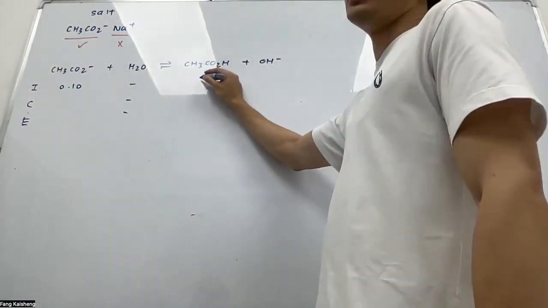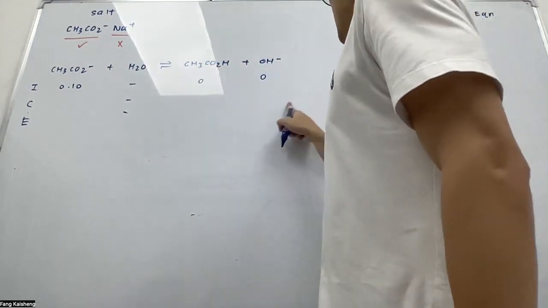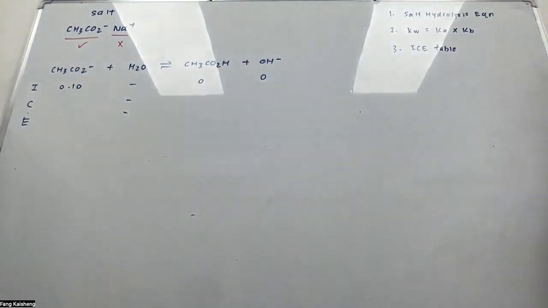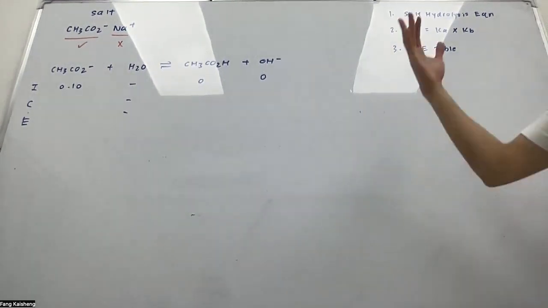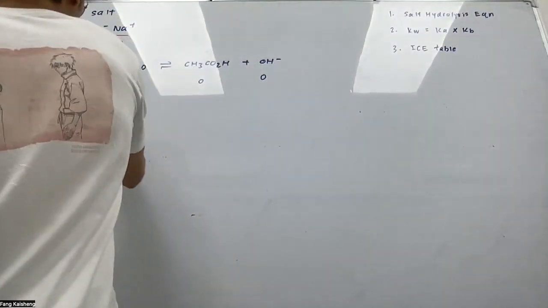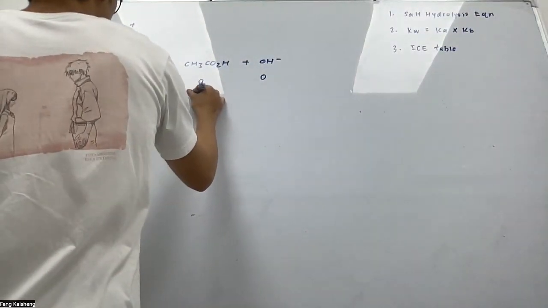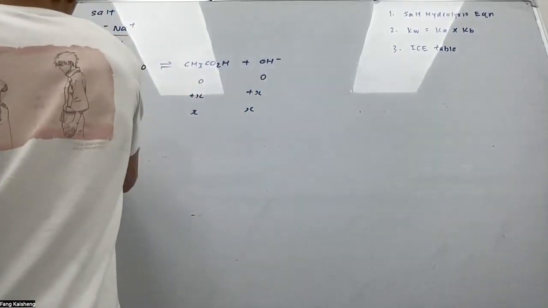Initially, is there any hydrolysis? Are there any products? No. Do we know to what extent the salt undergoes hydrolysis? No, because it's a reversible arrow, right? We don't know how much it hydrolyzes. So what do we do for our change? X, just use x. Minus x, and the right side is plus x, plus x. So you follow the mole ratio for change.